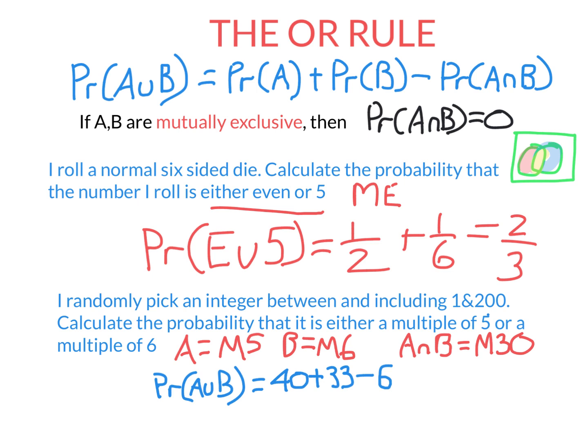Now, all of this is divided by 200 because that is the total number of possibilities. So it's probability of A plus probability of B minus probability of both. So adding that up, we get 67 over 200, or 0.335. That's our final answer.